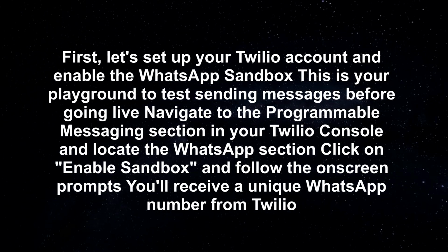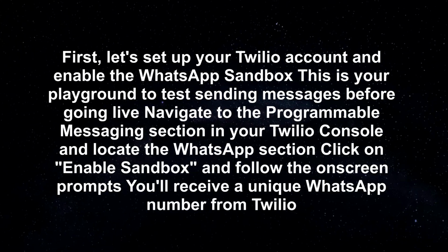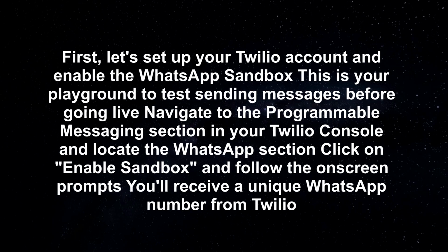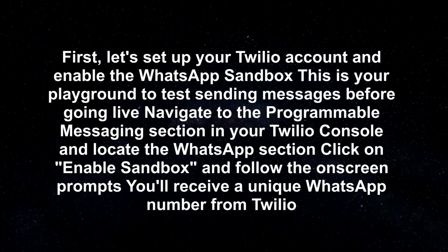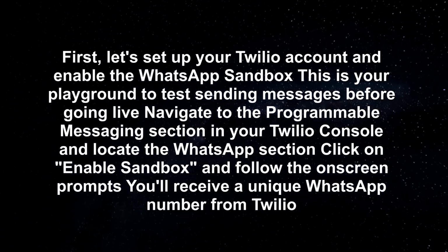Before going live, navigate to the programmable messaging section in your Twilio console and locate the WhatsApp section. Click on Enable Sandbox and follow the on-screen prompts. You'll receive a unique WhatsApp number from Twilio.